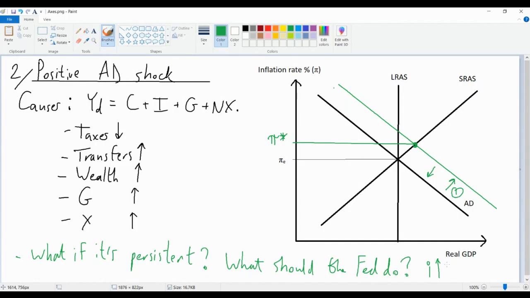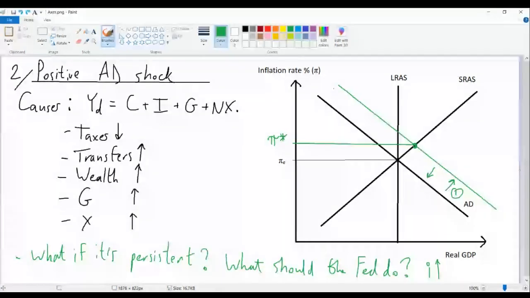So in this second scenario, a positive AD shock, it looks like GDP is high, which would seem like a good thing, but if it persists too long, that expected inflation rises, and we know that's bad. So the Fed should raise interest rates before that happens. Okay? Any questions, comments about this scenario?